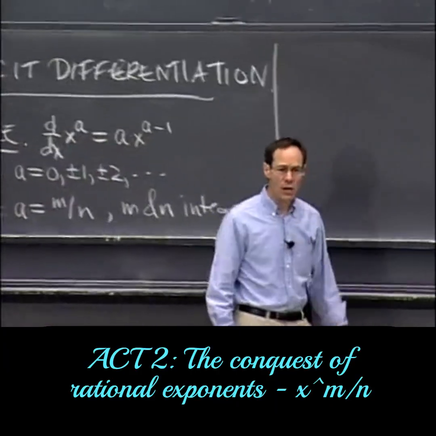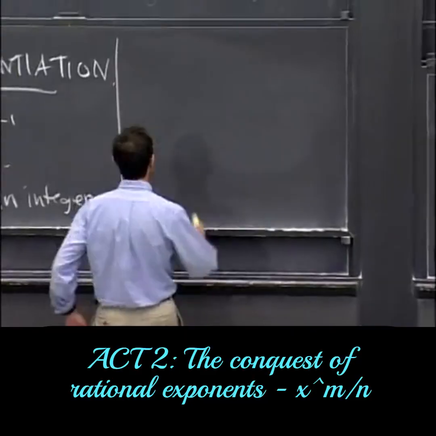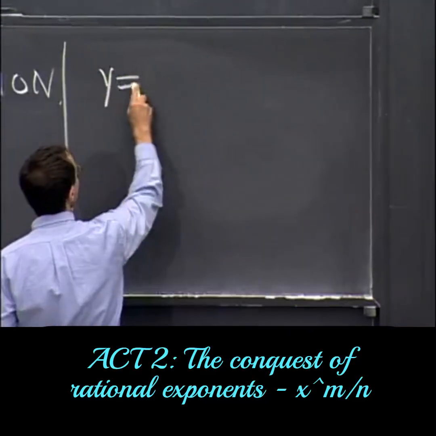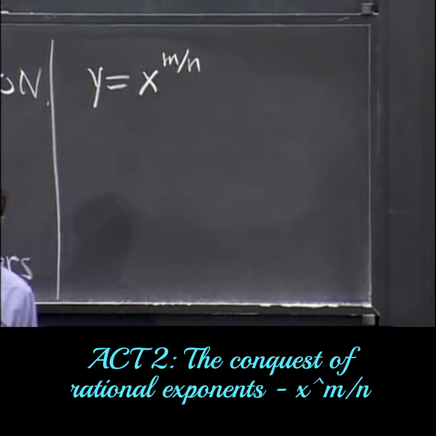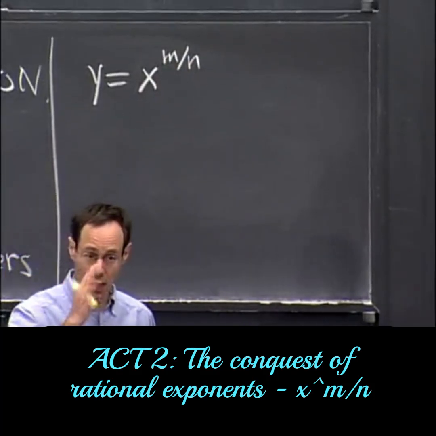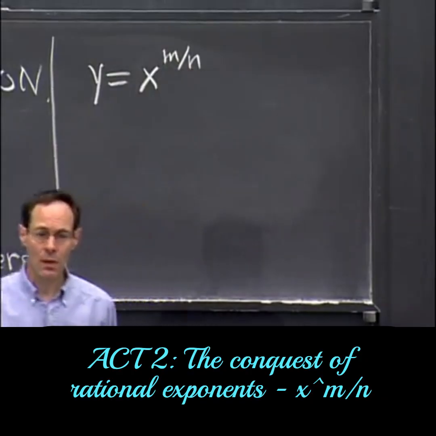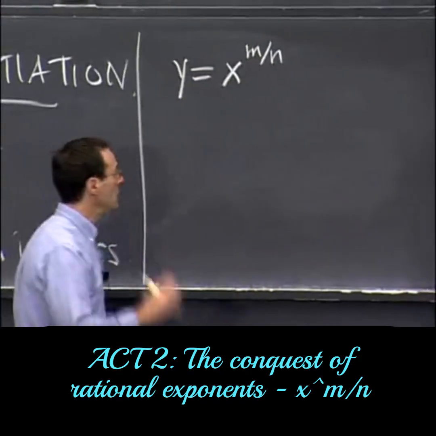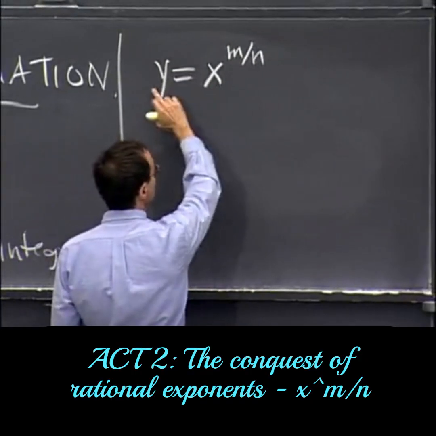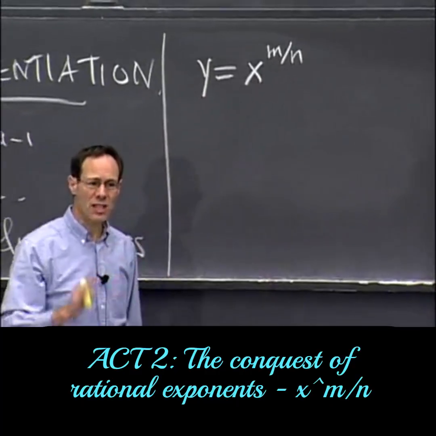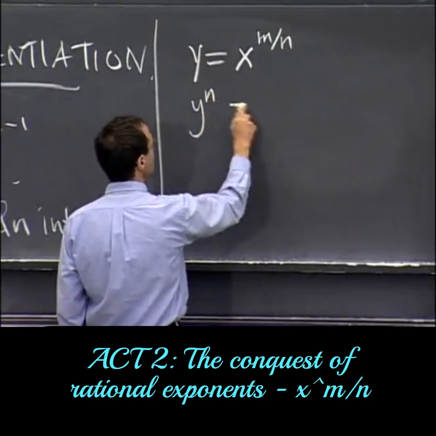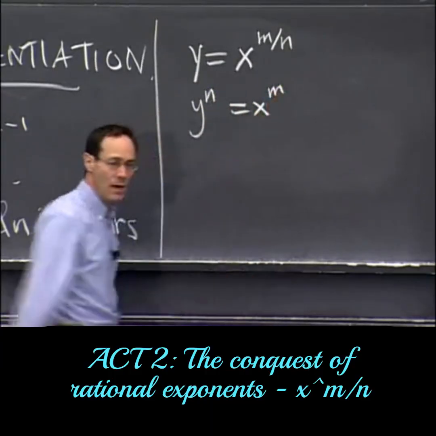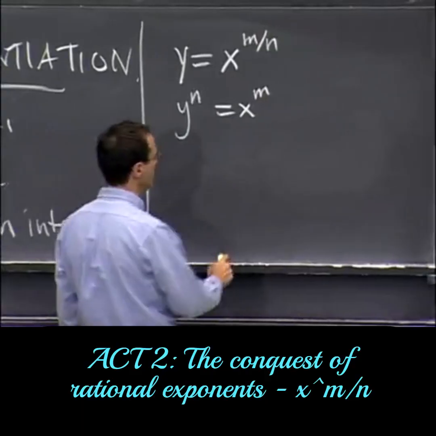So how do we get started? Well, we just write down a formula for the function. The function is y is equal to x to the power m over n. That's what we're trying to deal with. And now there's really only two steps. The first step is to take this equation to the nth power. So write it as y to the n is equal to x to the m. That's just the same equation rewritten.